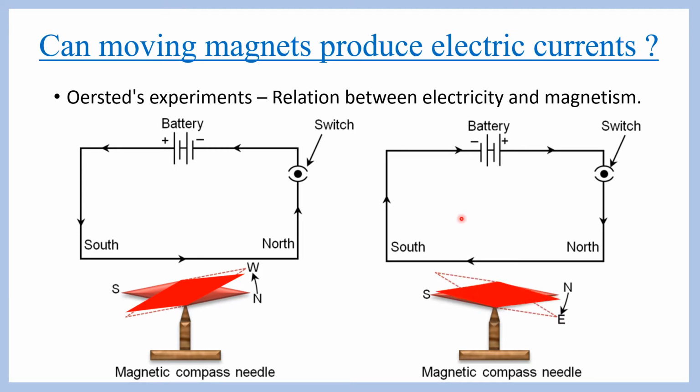So this made the scientists think whether it is possible to produce electric currents with the help of moving magnets or a moving magnetic field. This question led many scientists to take up experiments relating to that, and finally the conclusion was the discovery of electromagnetic induction, which we are discussing today.